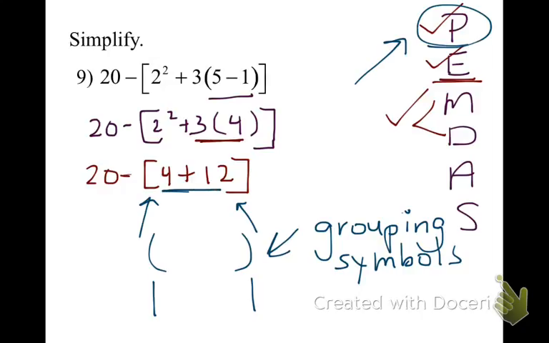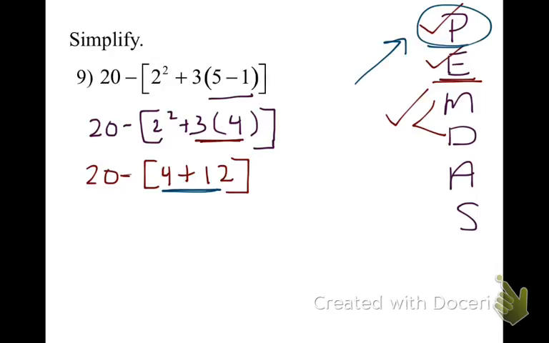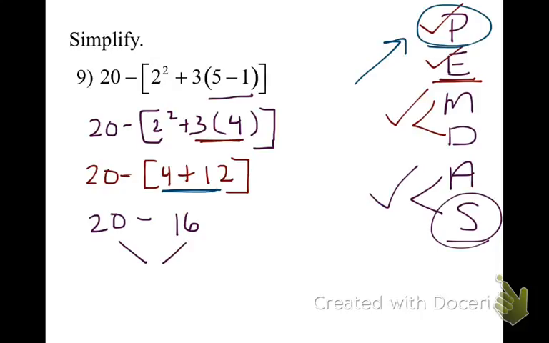So we have to check what is 4 plus 12. Well, I know 4 plus 12 will be 16. Bring down the minus, bring down the 20. Last but not least, do we have any addition or subtraction? Yes, we do. We have subtraction. What's 20 minus 16? 4, and 4 will be your answer.